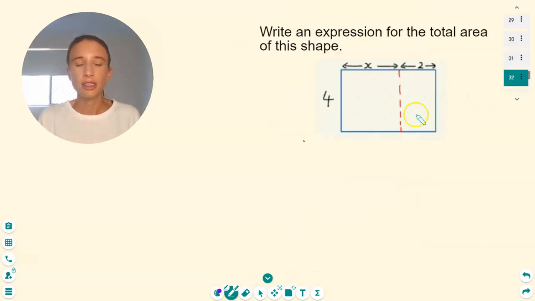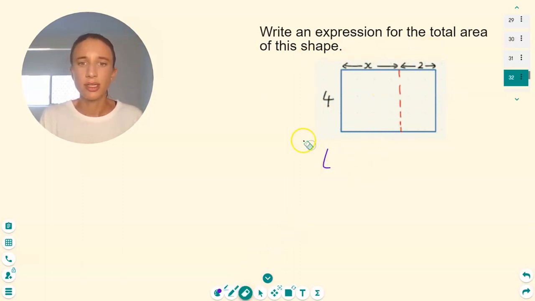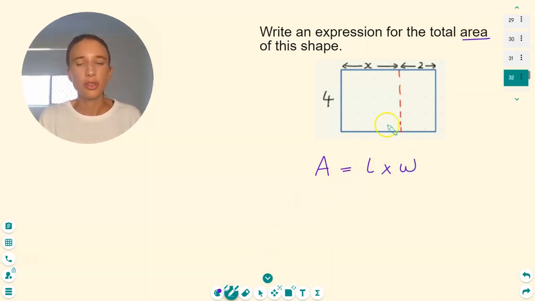Last question for today. Write an expression for the total area of this shape. We can see that it's a rectangle, so let's write the formula for a rectangle. Area of a rectangle. Make sure you don't use the perimeter one. Really got to use the right formula. Area is length times width.